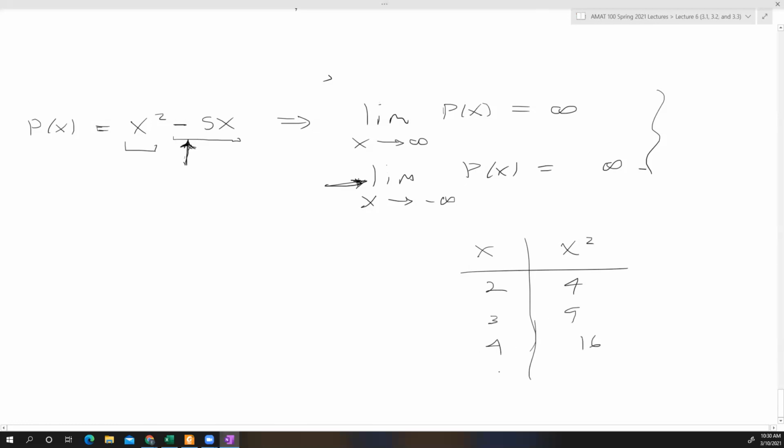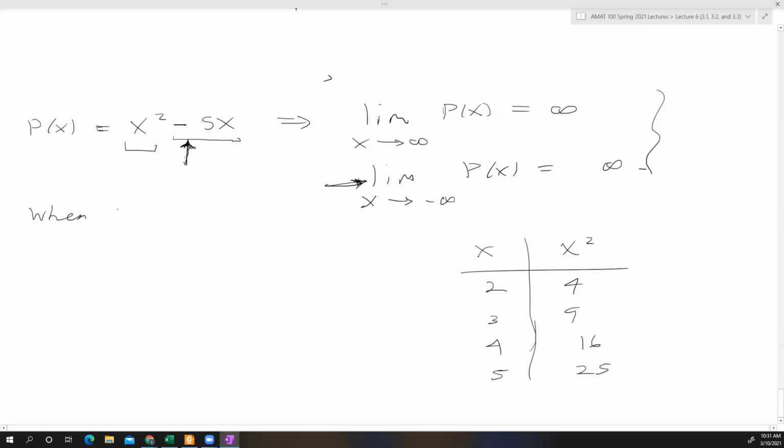4, you get 16. 5, you get 25. These numbers, the x squared numbers, are getting huge very fast, but x is growing very slowly. So although you're subtracting off 5 times this first column, x squared is just getting bigger and bigger as x goes to infinity.